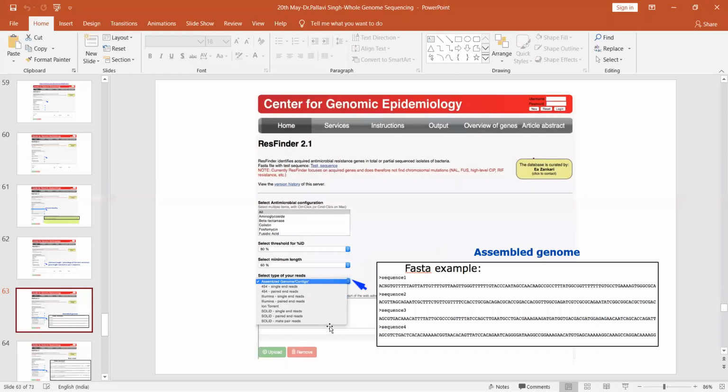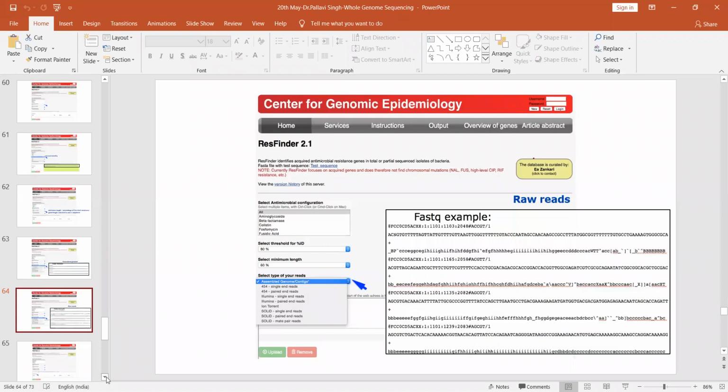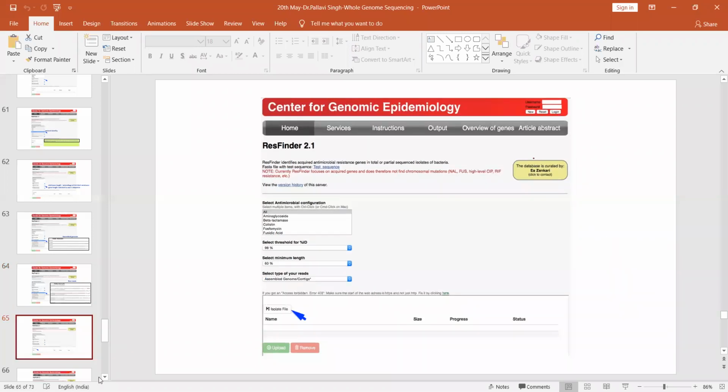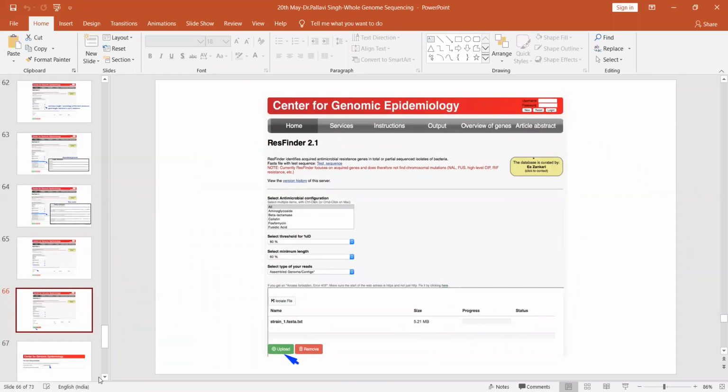Again, for the type of reads, you can decide whether you want to go for the assembled genome or for a particular sequencing platform that was used: 454, Illumina, Ion Torrent or SOLiD. And here is an example of FastQ: description followed by the quality score. Upload your isolate here. Strain 1 I have taken and I have uploaded.